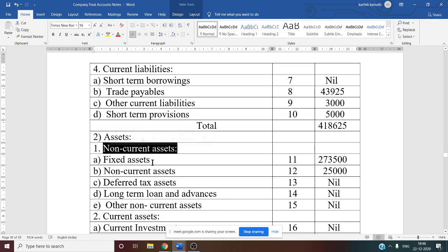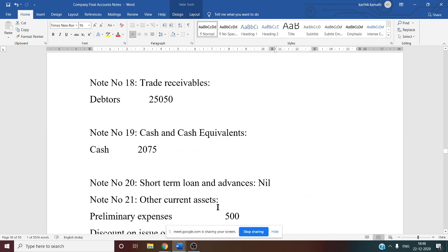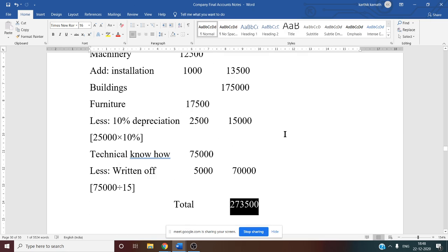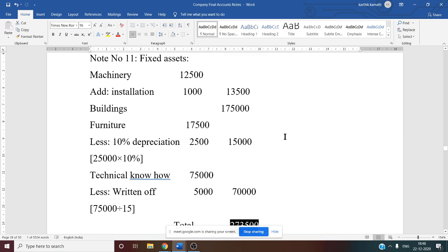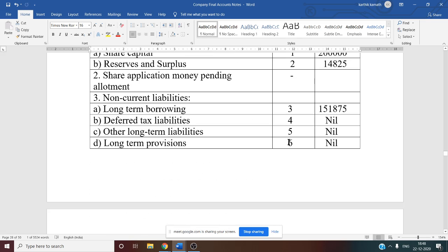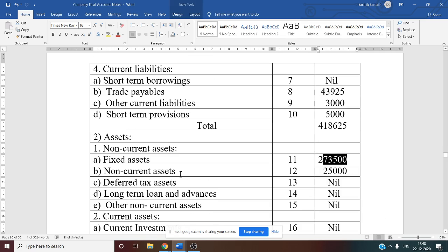So non-current asset, first one fixed asset. Fixed asset working note number 11. If you see working note number 11, final total we want, 2,73,500. That information you have to write by seeing the working note. We have written. See this one. Then note number 12, non-current asset.